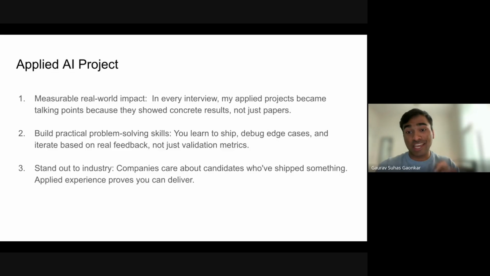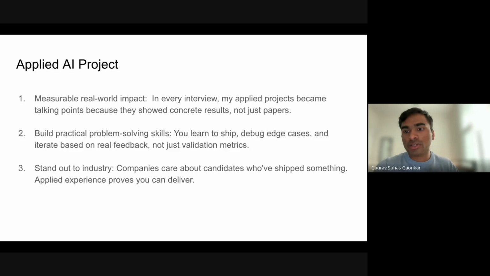And trust me, in all of the interviews that I gave when I was looking for new job opportunities as a machine learning engineer, I only talked about my applied research projects because they show some concrete results and they test how you think practically while solving a problem. Can you tackle different hurdles during your problem solving? Can you ship a project? Can you debug edge cases? These projects were the talk of my interviews.